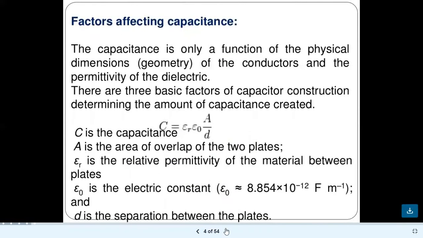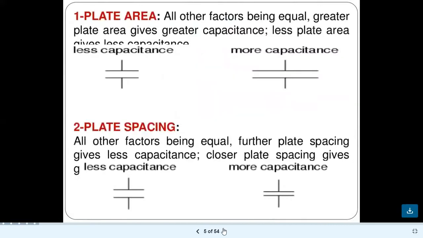What factors affect the capacitance? The capacitance is only a function of the physical dimensions of the conductor and the permittivity of the dielectric. The formula of C is given as epsilon R epsilon naught A by D. So we can say the capacitance depends on the following factors. Number one, the area of the overlapping plates. Epsilon R, the relative permittivity of the material. Epsilon naught, the electric constant, and D is the separation of the plates. How do these factors affect the capacitance?